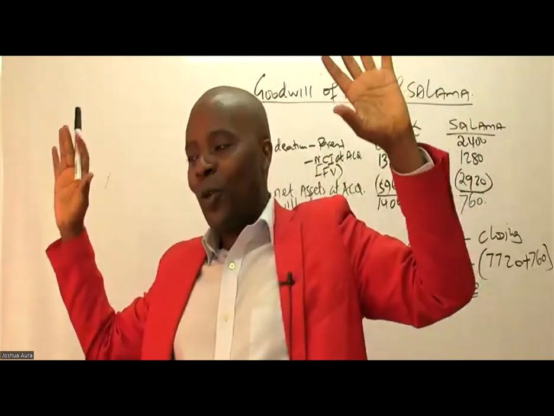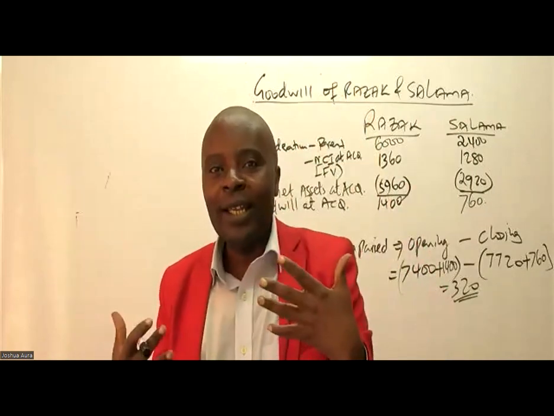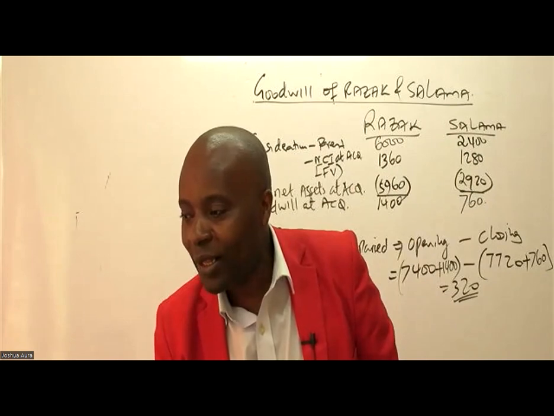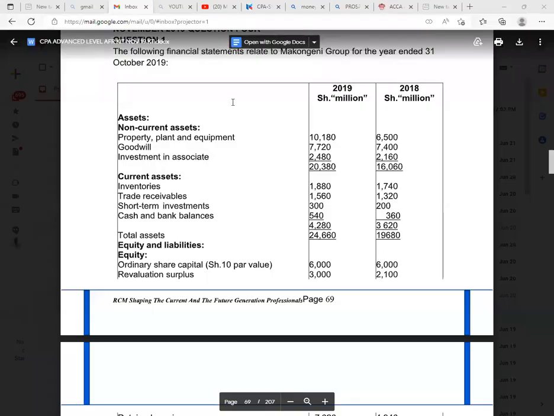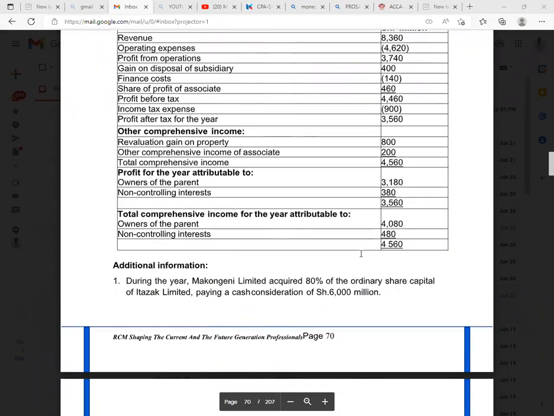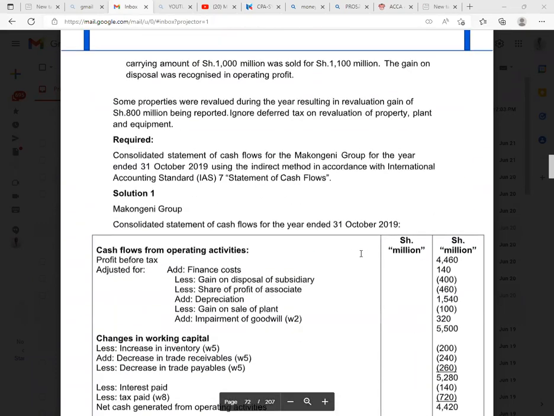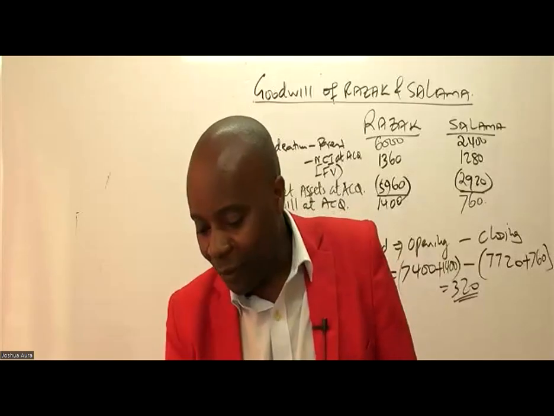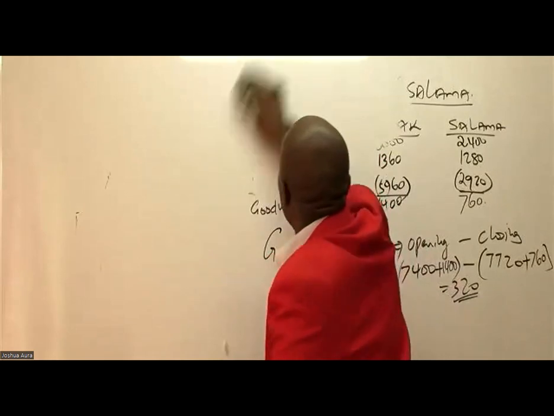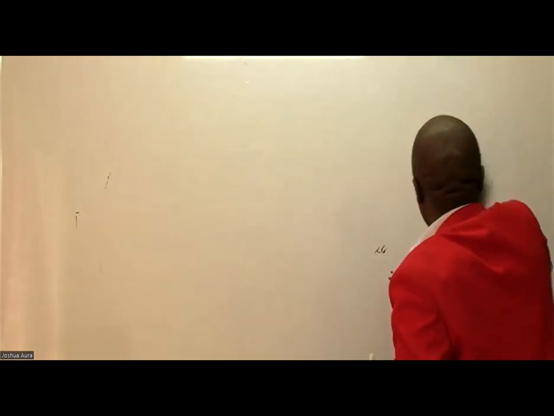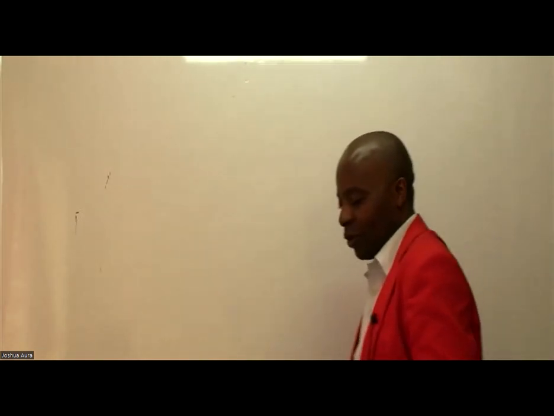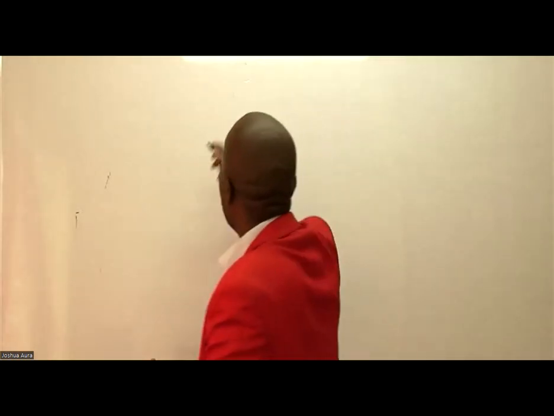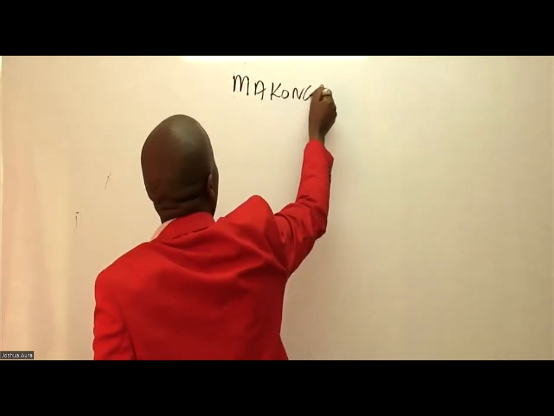write a big title, which so many accountants are so good at. This is something I normally see so many students doing very well. I've never seen any student who misses this one. They know the name of the group is Makongeni Group. That one they write in screaming letters, in capital letters. That one they never fail to write. I've marked Advanced FR for so long, I know most of them write that name very nicely, Makongeni Group.